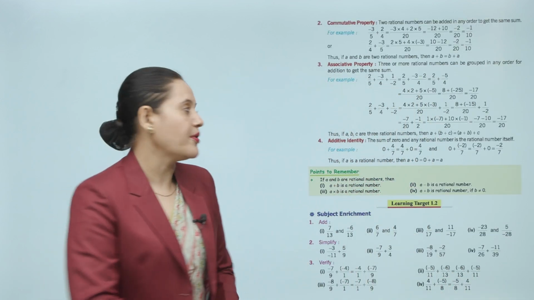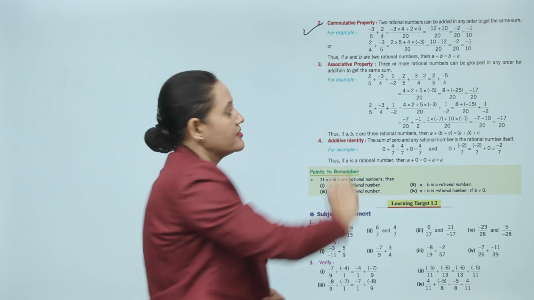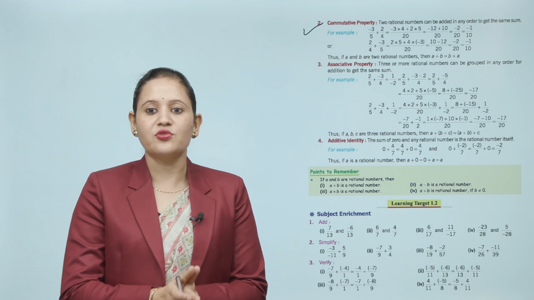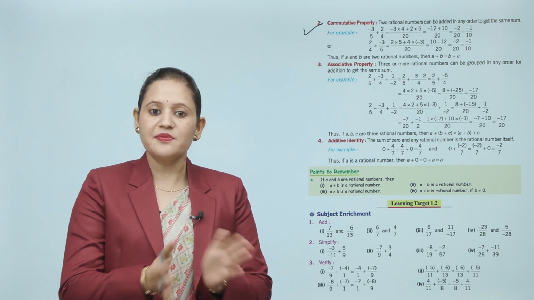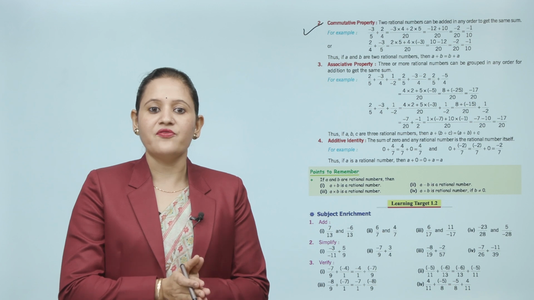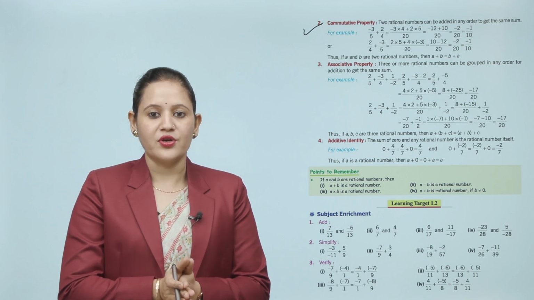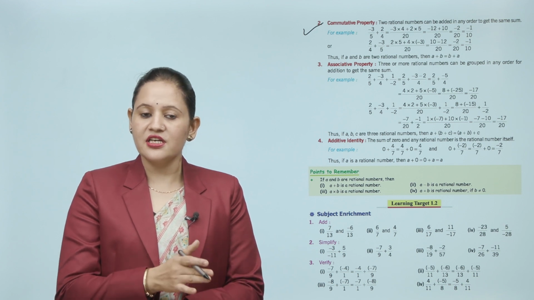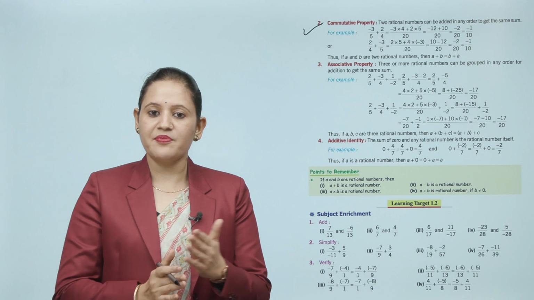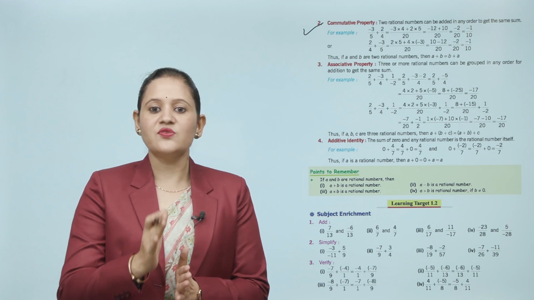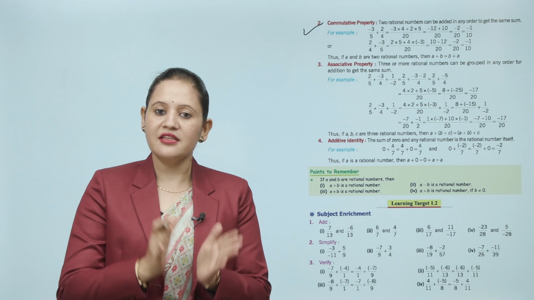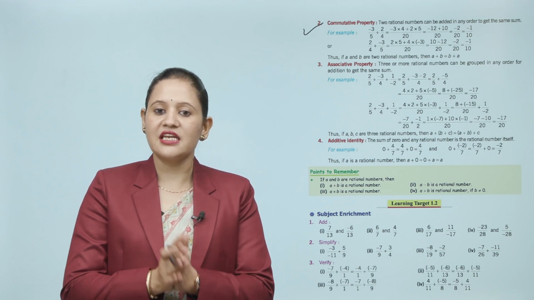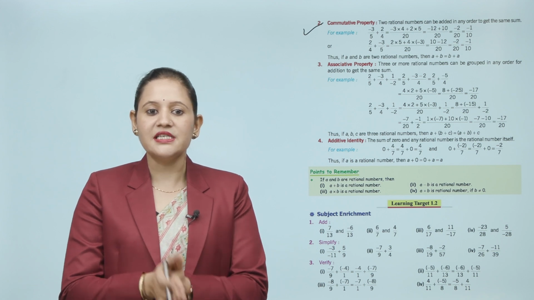Next is commutative property. Commutative property: two rational numbers can be added in any order to get the same sum. Means किसी भी order में add कर सकते हैं. Minus 3 upon 5 plus 2 upon 4, that is minus 1 upon 10. If we change the order, 2 upon 4 plus minus 3 upon 5, again we'll get minus 1 upon 10. तो जो sum है that will remain same. Thus, if a and b are two rational numbers, then a plus b equals b plus a.